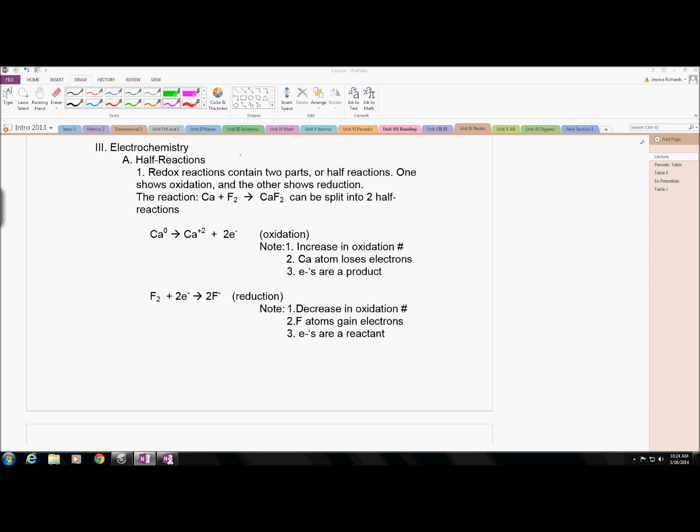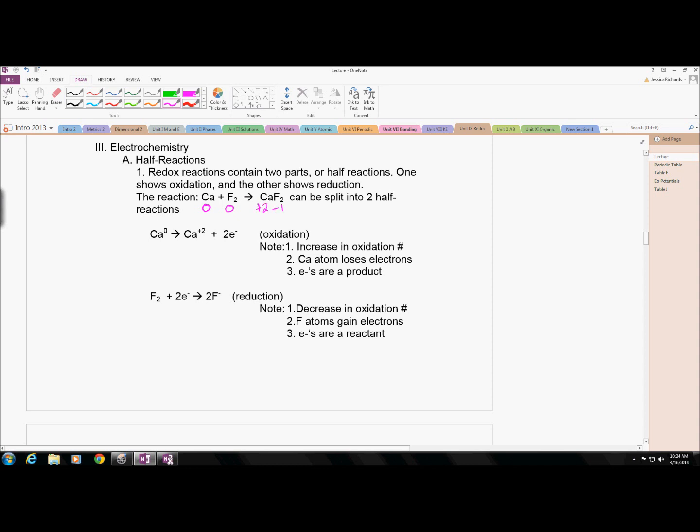Because there are 2 parts to a redox reaction, the reduction part and the oxidation part, a lot of times we are going to pull out those 2 halves and write them as 2 half reactions. So if we look at this full equation here where I have calcium, which has an oxidation state of 0, and fluorine with an oxidation state of 0, in calcium fluoride, it's going to be +2 and -1.